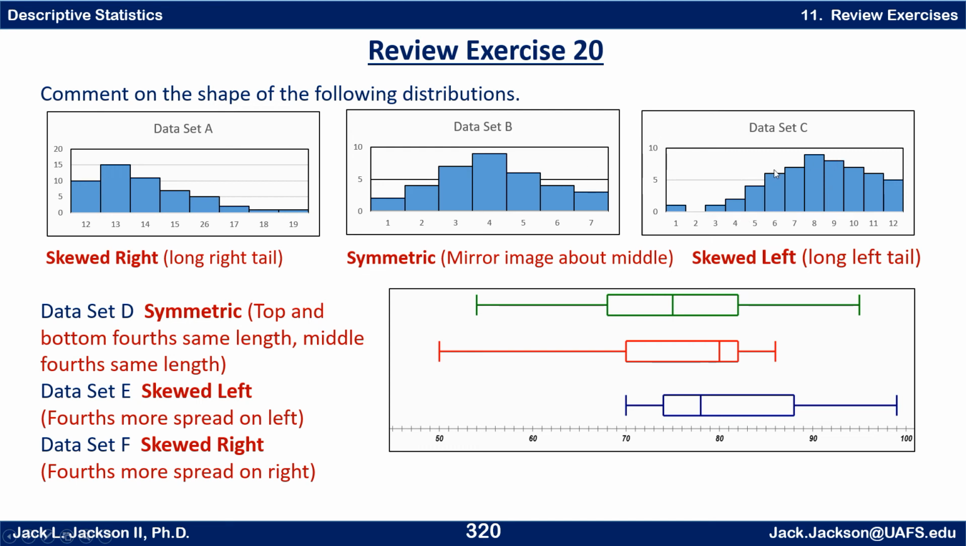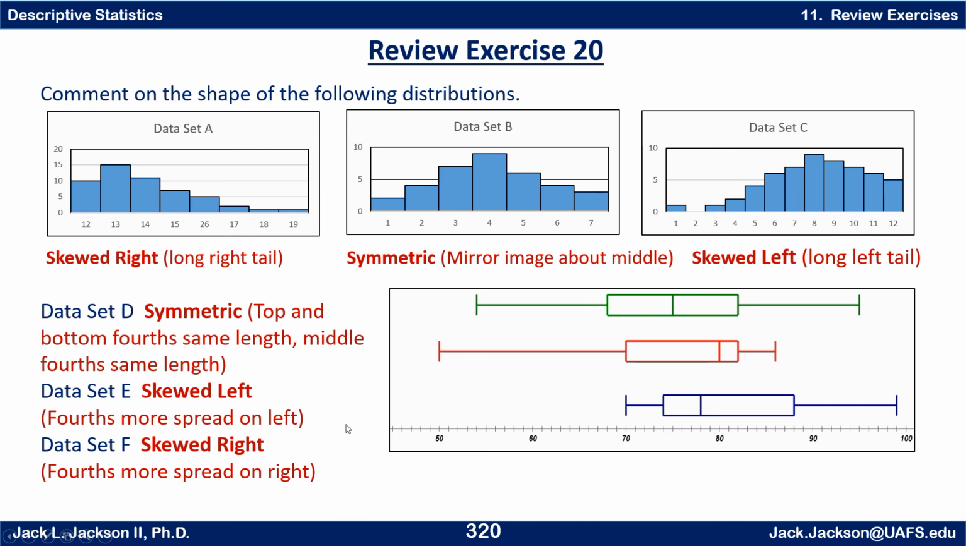Data set C, on the other hand, is a little more skewed to the left. You see more of the data bunched up on the right and a longer tail to the left. The direction of the longer tail is the direction of the skewness. So this is negatively skewed, or skewed to the left.